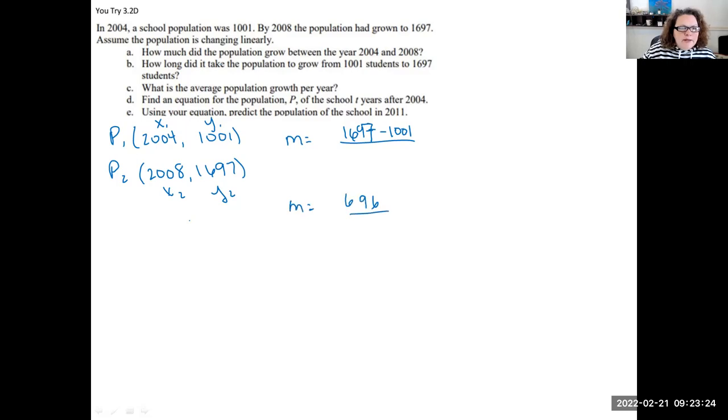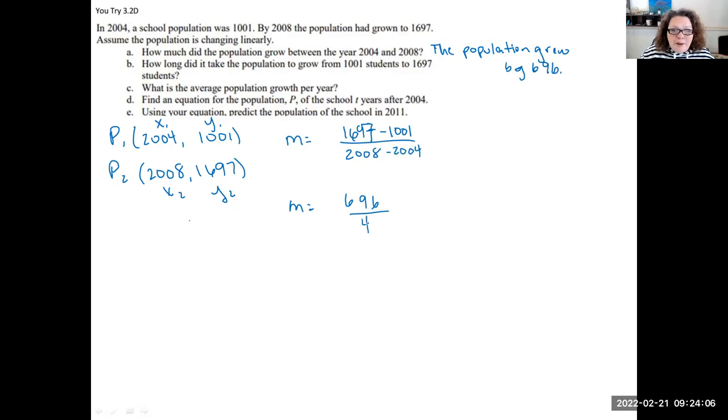So your answer for A is how much did the population grow between 2004 and 2008? The population grew by 696. All right, the next question is how long did it take the population to grow from 1001 to 1697? And that's just the change in X. That's just your denominator portion of your rate of change, your slope. So that's 2008 minus 2004, which is 4.